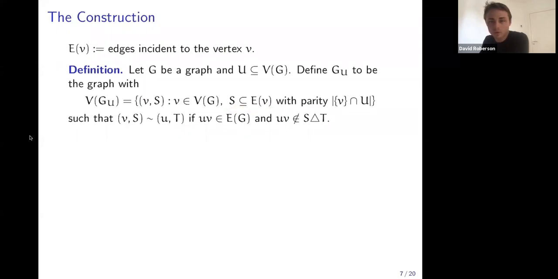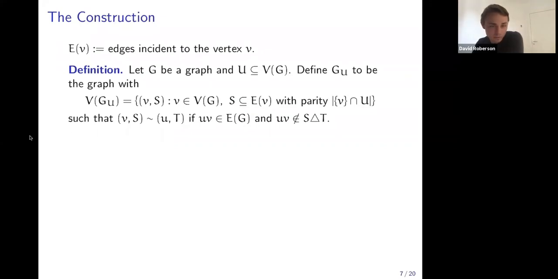So we want the ones with parity 1 if V was in this subset U. We want the odd parity subsets if V is in our subset U, and we want the even parity subsets if V was not in our subset U. So those are the vertices.